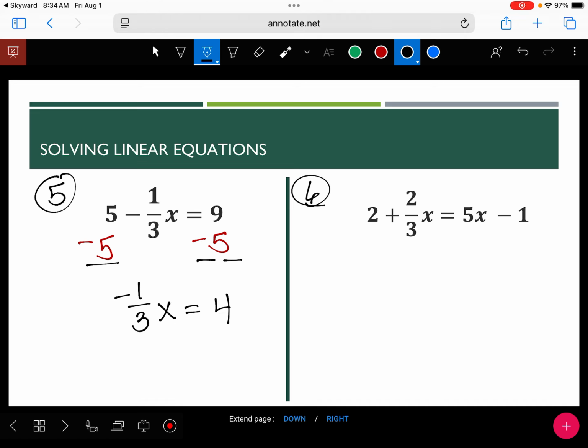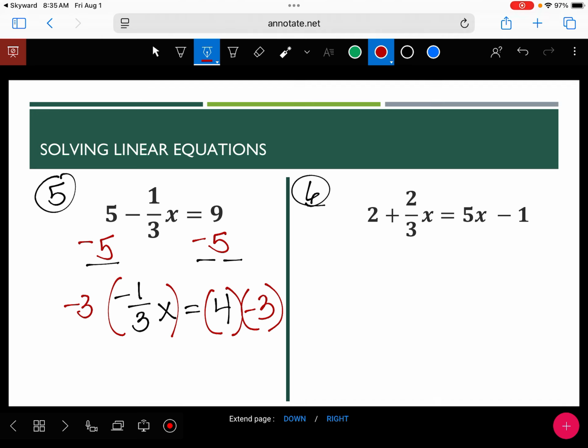And now, because the only thing that I have is a fraction, now I can multiply by the reciprocal. And the reciprocal of negative 1/3 is what? Negative 3/1 or negative 3. So I'm going to multiply this side by negative 3. And I'm multiplying this side by negative 3. Put that in parentheses so it doesn't look like a subtraction.